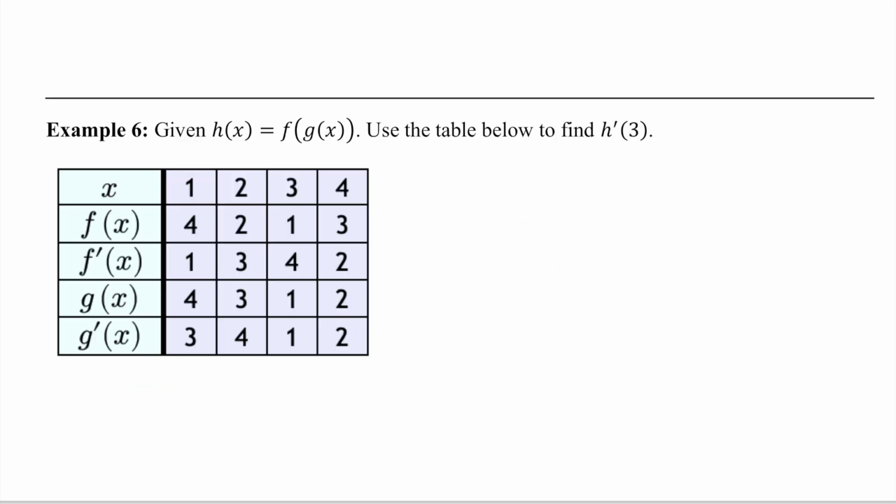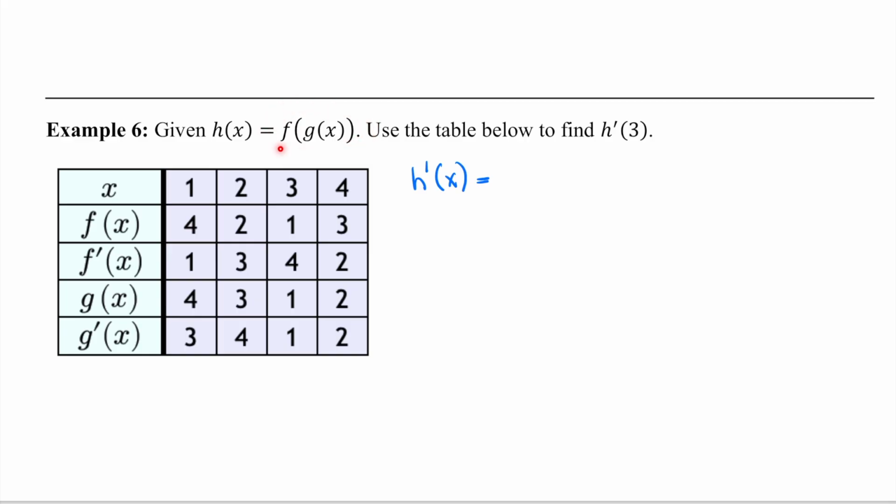Now, let's look at a different type of problem. Suppose h of x equals f of g of x, and we want to find h prime of 3. And we're given a table of x, f of x, f prime of x, g of x, and g prime of x. To find h prime of 3, we first need to find h prime of x. And h of x is a composite function, so we use the chain rule.